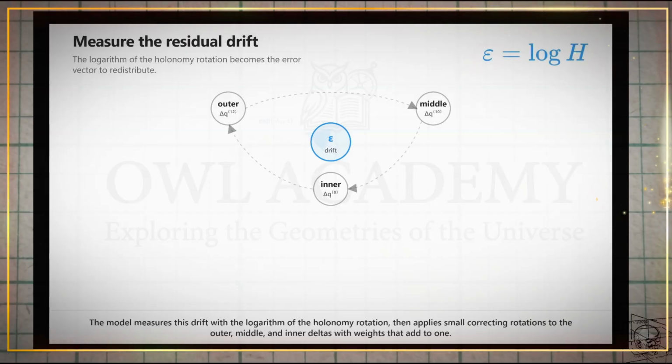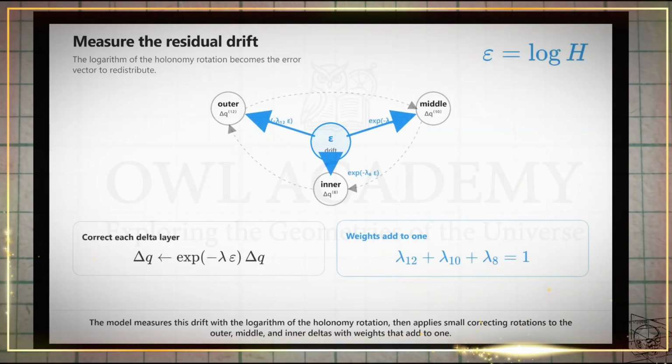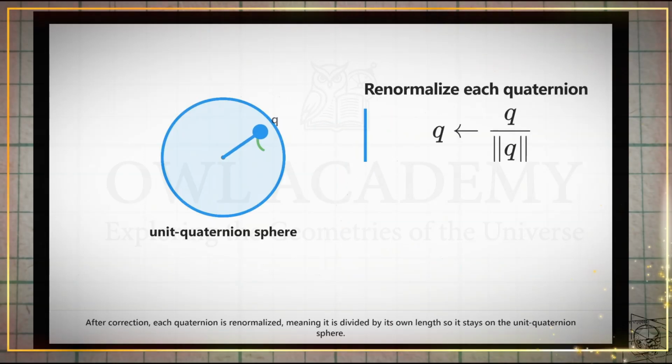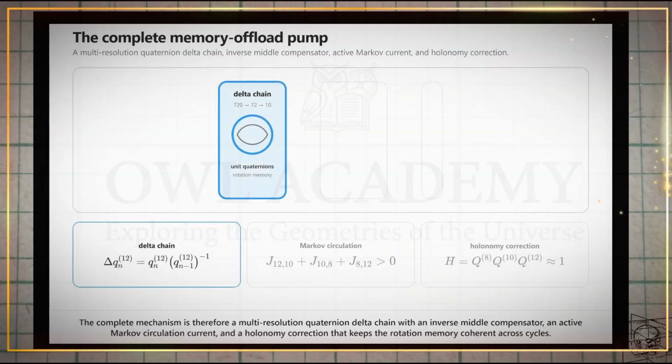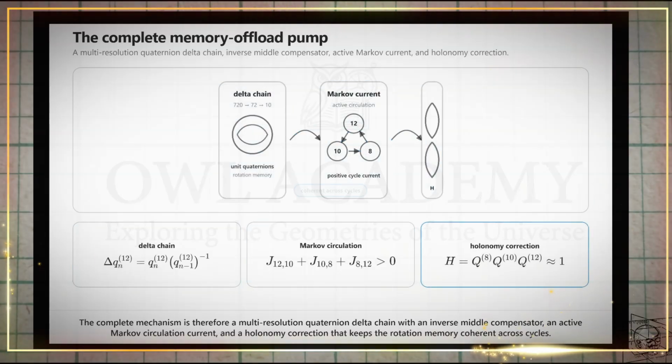The model measures this drift with the logarithm of the holonomy rotation, then applies small correcting rotations to the outer, middle, and inner deltas with weights that add to 1. After correction, each quaternion is renormalized, meaning it is divided by its own length so it stays on the unit quaternion sphere. The complete mechanism is therefore a multi-resolution quaternion delta chain with an inverse middle compensator, an active Markov circulation current, and a holonomy correction that keeps the rotation memory coherent across cycles.